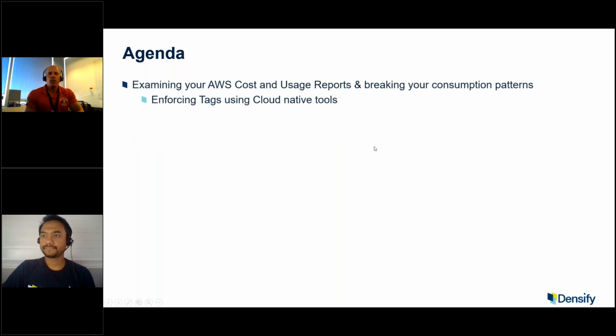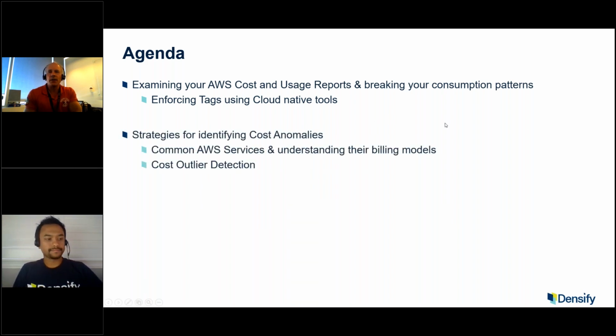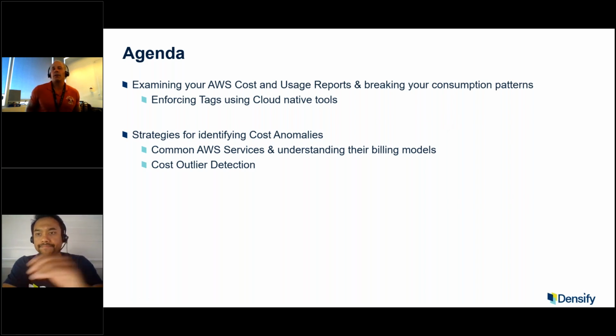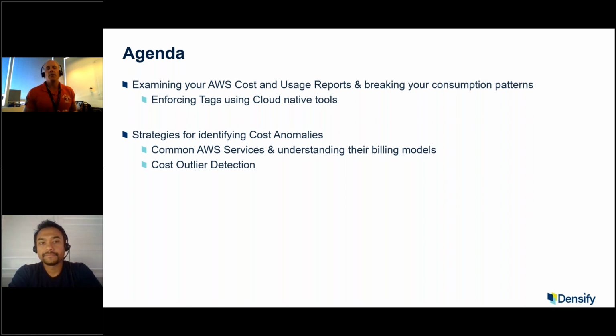Our agenda today, we're going to cover three main topics: examining your AWS cost and usage reports, the CUR files from AWS, and breaking down your consumption patterns. We're going to talk about enforcing tags as well. So that's a very important topic for a number of our customers. Strategies for identifying cost anomalies. So common AWS services, understanding their billing models, and detecting cost outliers of both overspend and underspend conditions, both very important. And then Faisal at the end is also going to address how to build a successful FinOps culture. We could probably build its own webinar all around that, but some high-level pointers in that area.